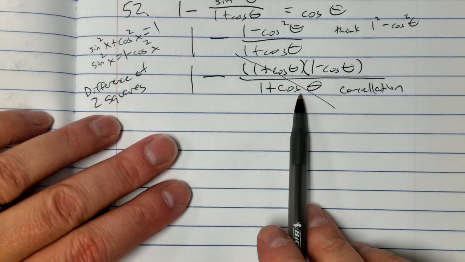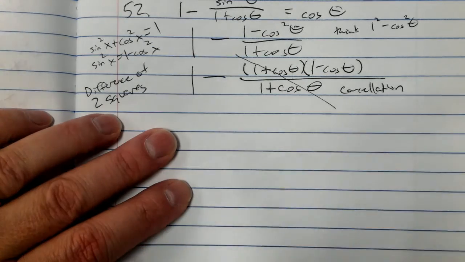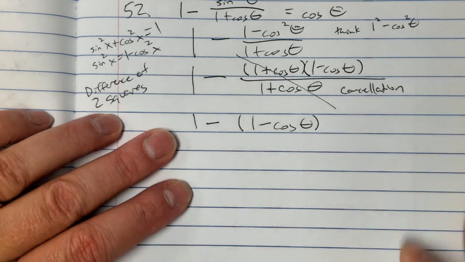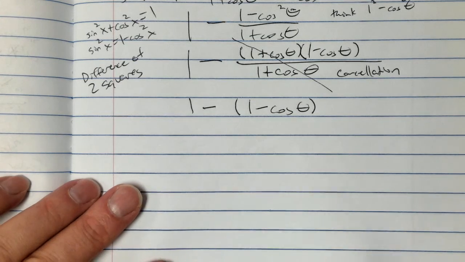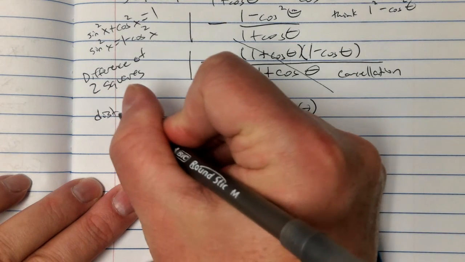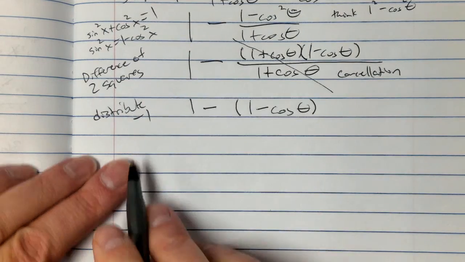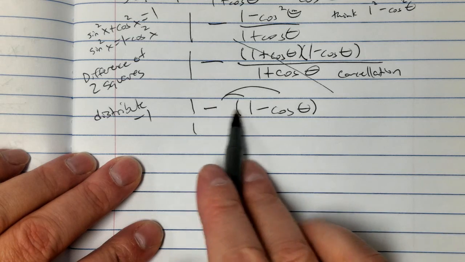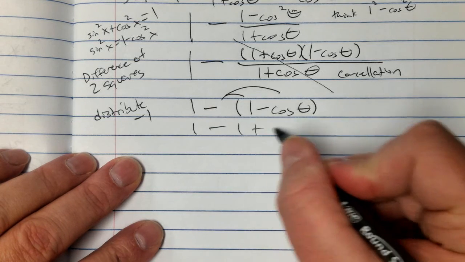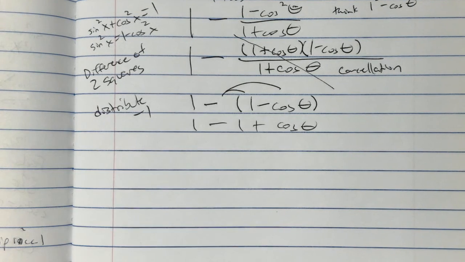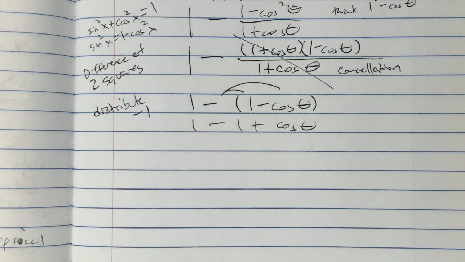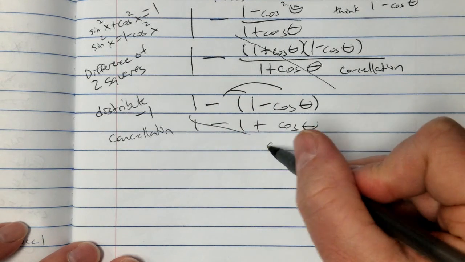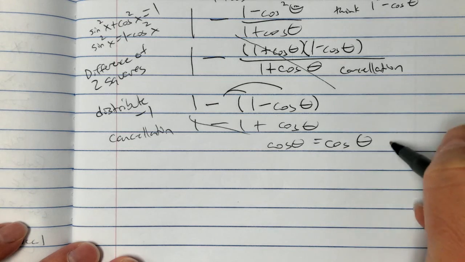And so let me rewrite this before I go too fast. I'm going to have 1 minus parentheses 1 minus cosine theta. And at this step, you want to distribute minus 1. And so this turns into negative 1 plus cosine theta. And then these cancel out. Right. And so then we get cosine theta equals cosine theta, which is true.